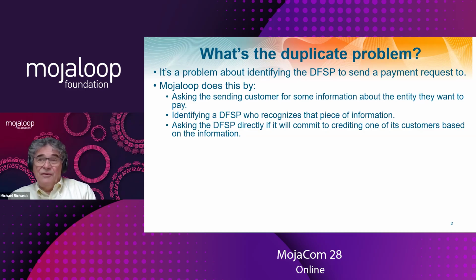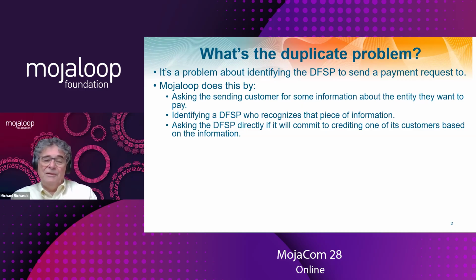We would look at the phone number and say, do we have any DFSPs who have registered that phone number? If they do, we contact that DFSP and say, do you recognize this phone number? If we were to send funds to it, could you make sure they were credited to the correct account?